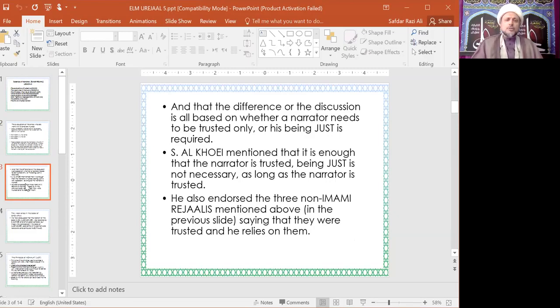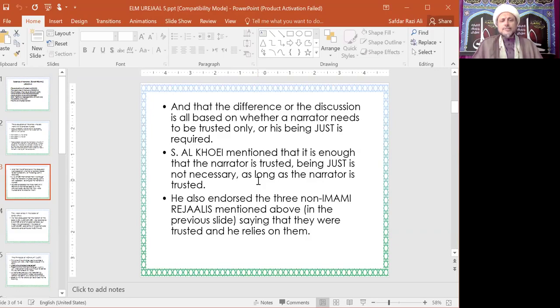The discussion is based on whether a narrator needs to be trustworthy only, or being just is required. As for Sayyid al-Khoury, now the argument is presented. Now let's see the answer of Sayyid al-Khoury. These are brief things on the level of muqaddimat we have presented.